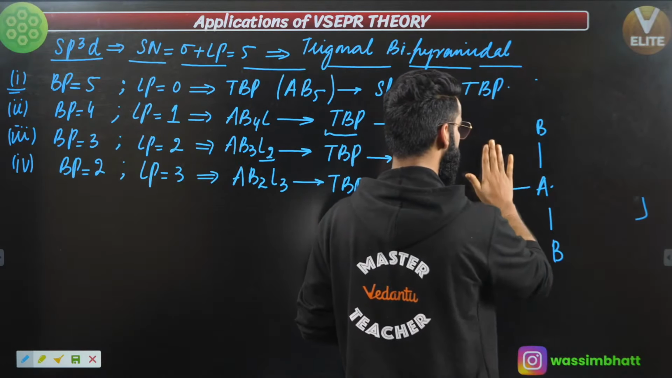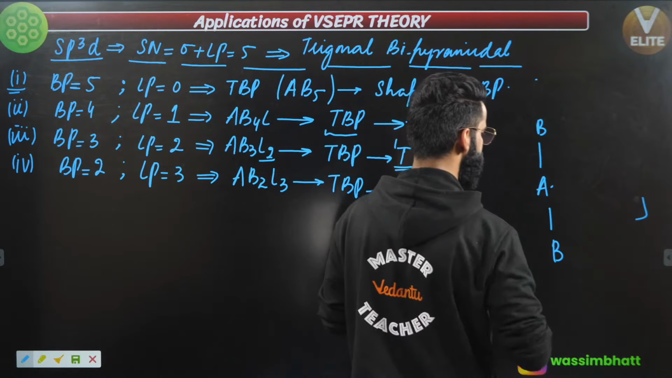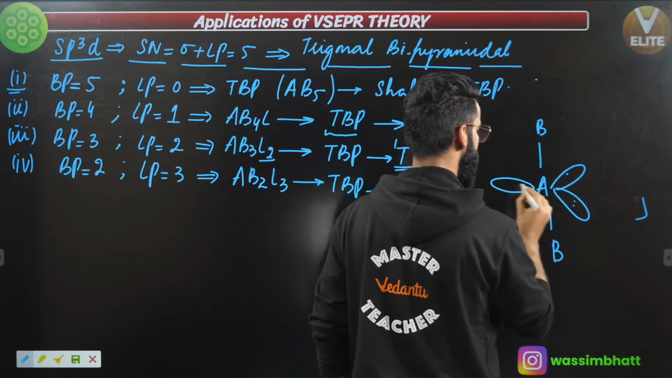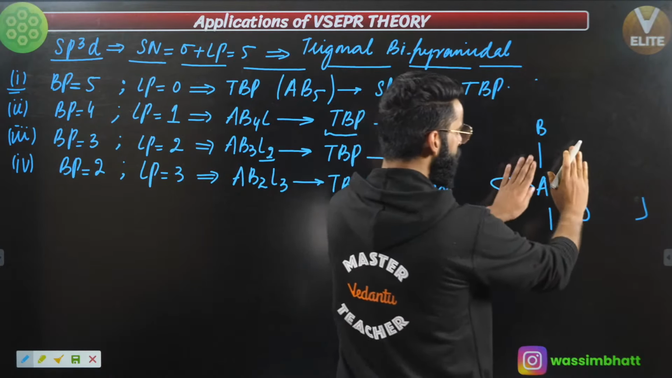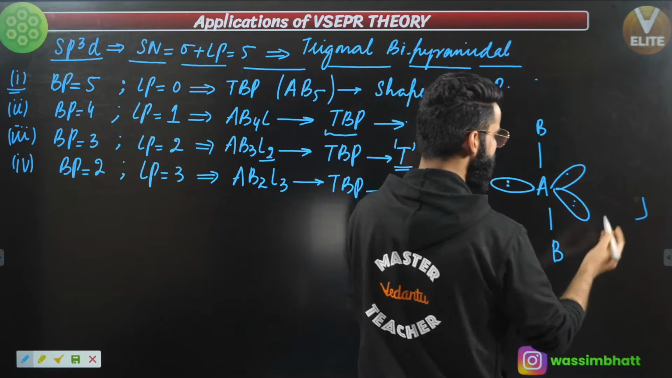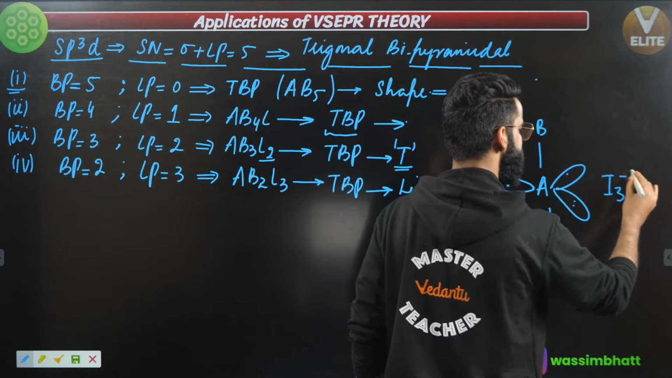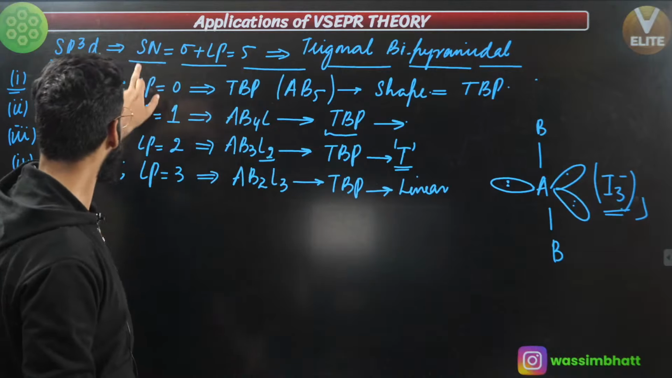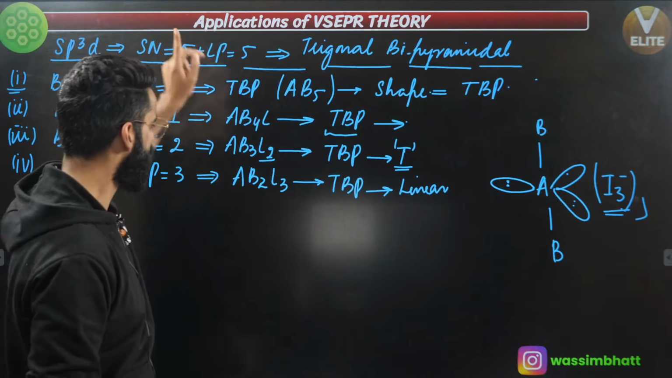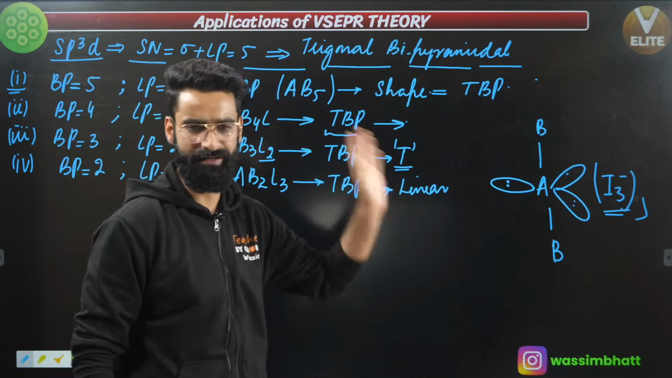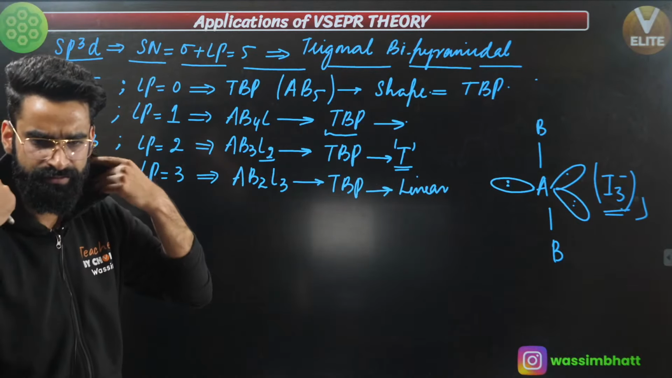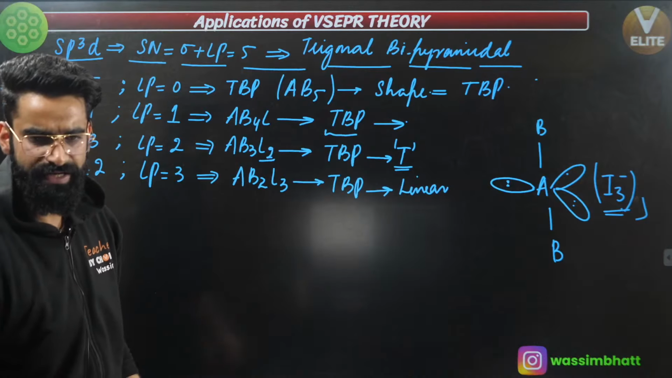So let me remove these equatorial positions. This is, for example, one lone pair. This is one more lone pair. And right here, you have got one more lone pair. So ignore these lone pairs. What is the shape? Shape is linear, right? As in the case of I3 negative. In case of I3 negative, hybridization is sp3d. Geometry is trigonal bipyramidal. Shape is linear, right?